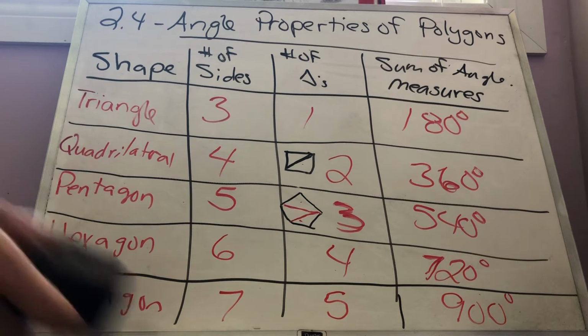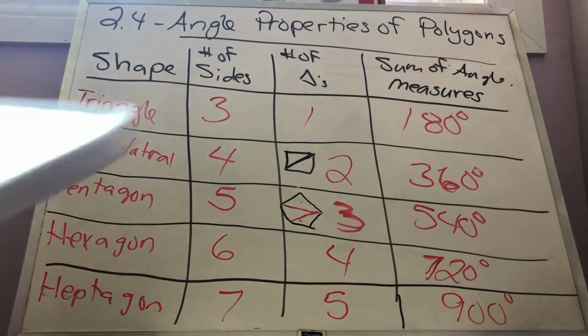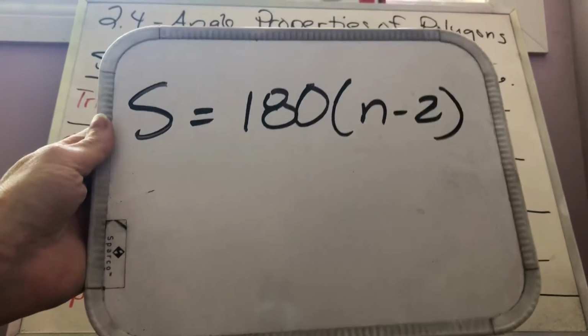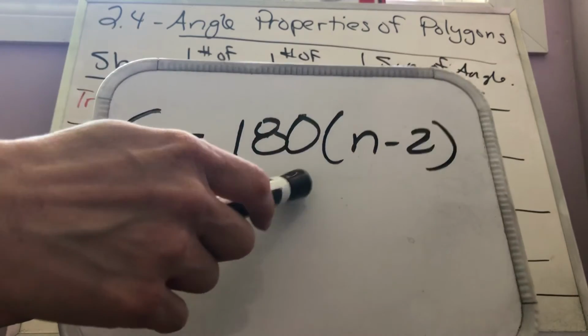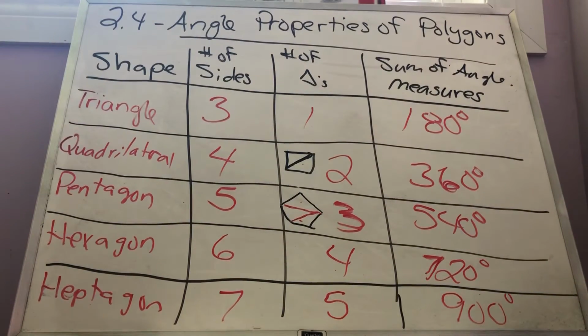Now, if I wanted to do that same thing with a formula, which is kind of what we're doing here, we're just doing it in a table. Really, you're using the formula. So if I take the formula, I didn't have room to put the octagon on here, but let's use the formula with an octagon. So I would just go 180 bracket 8 minus 2.